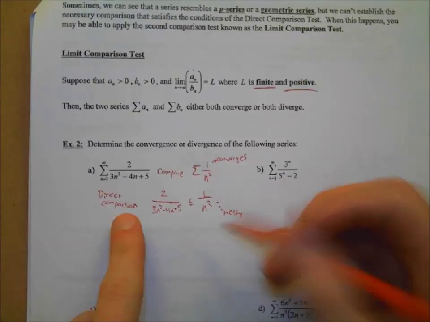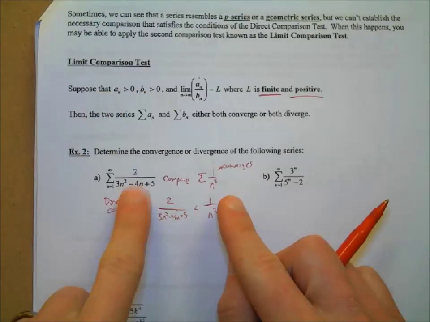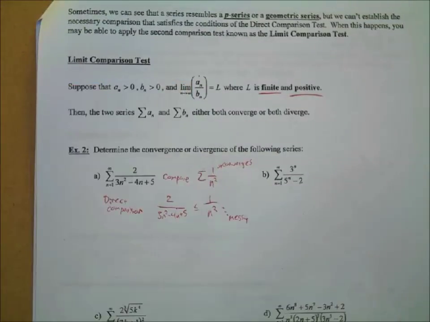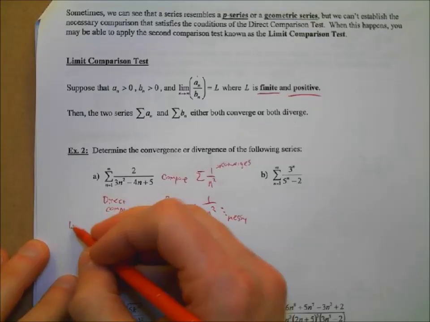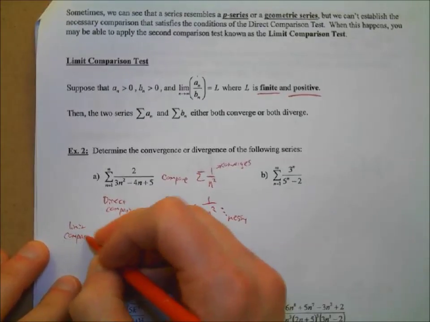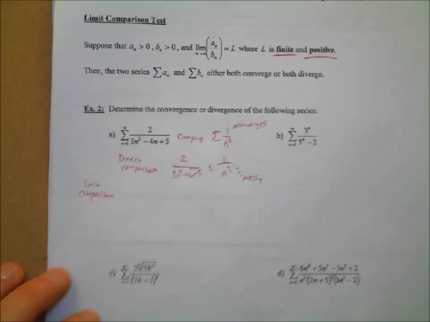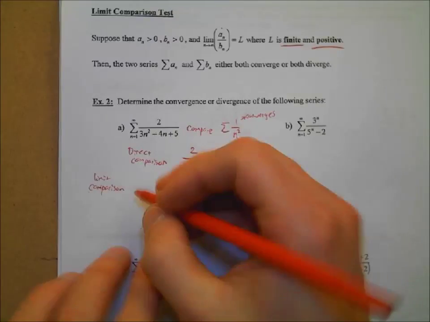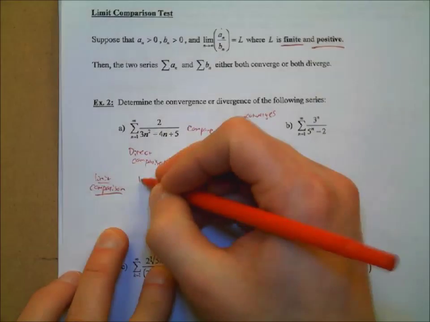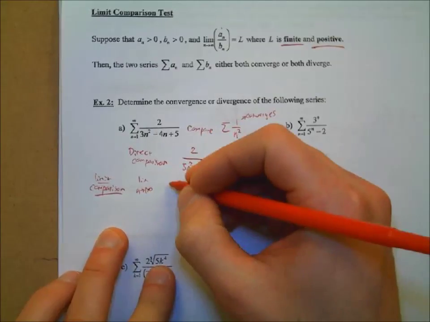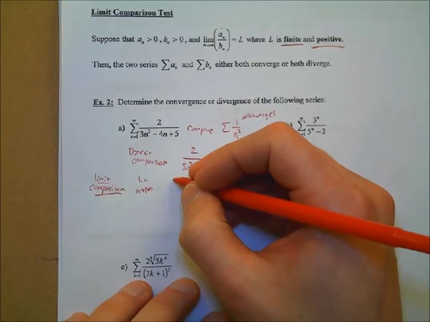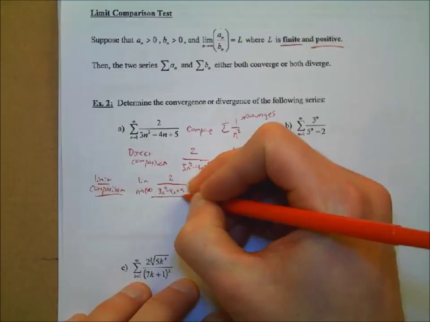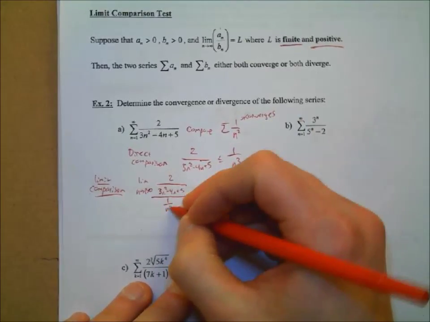Again, we came up with two positive sequences. This sequence will be positive, this sequence will be positive. And so then we're going to compare the sequences by dividing them. So, limit comparison. And so we're going to divide the two sequences. It doesn't really matter which one you put on top and which one on the bottom, so I'm just going to do the original one on top and then the other one on the bottom. So we're going to have the limit of 2 over 3n squared minus 4n plus 5, all over 1 over n squared.